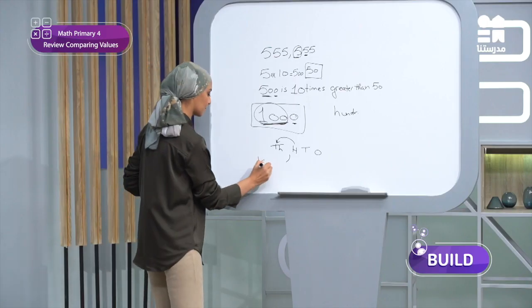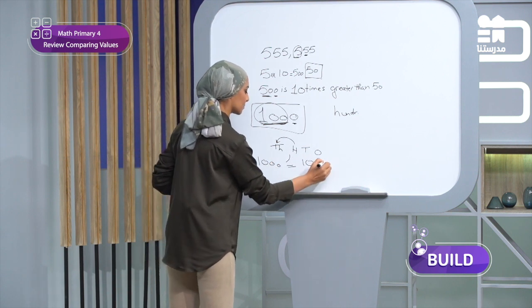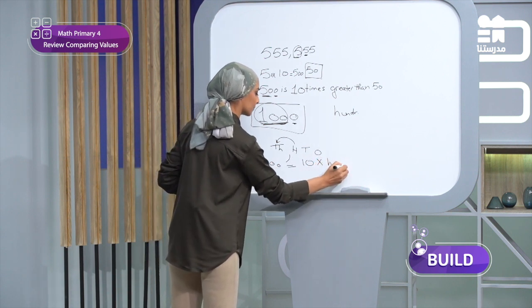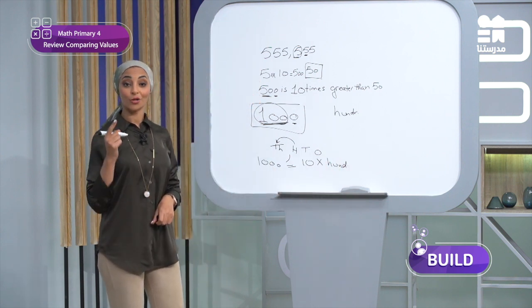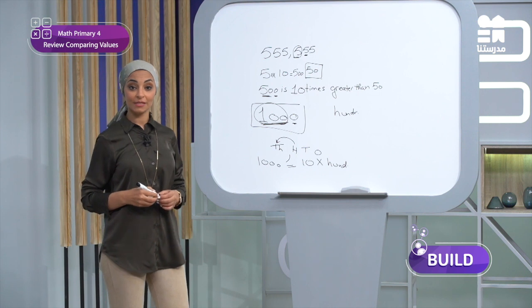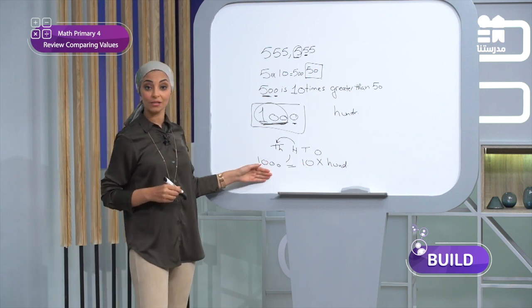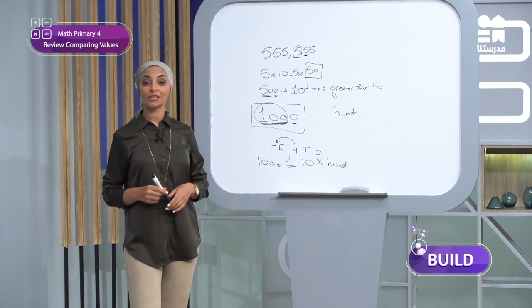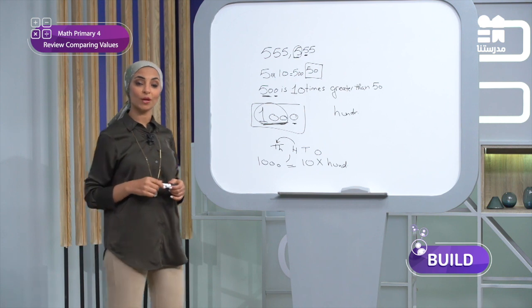So 1,000 equals 10 times the 100, or 10 times 100. Now you know the number of hundreds in 1,000. Can you figure out how many 100s are in 1,000 now? We need to know how many tens are in 1,000. This is another question.